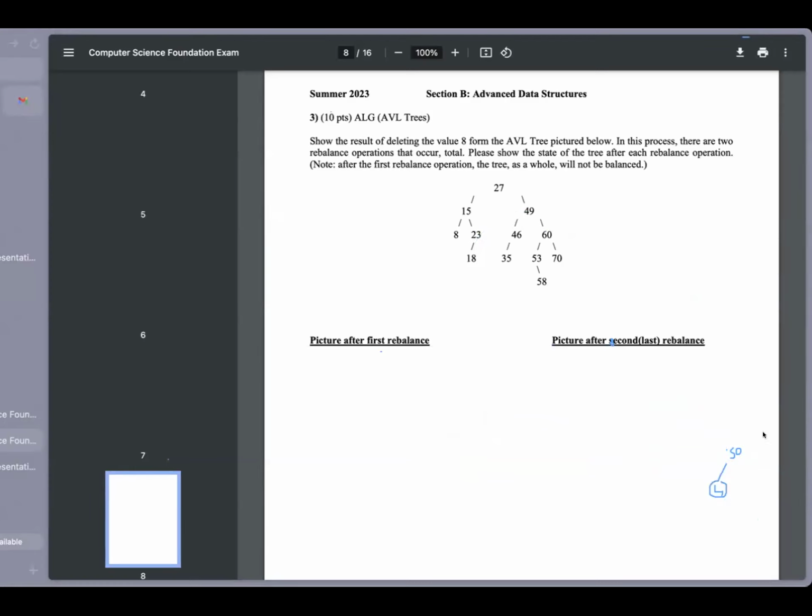For this AVL tree, what do you got? We're going ahead and deleting 8 here. What do you guys think the tree is going to look like after the first rebalance? So we're removing 8 for this one. If we remove 8, what's the first rotation going to be?